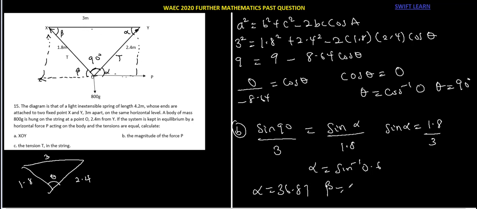So if I want to get my beta, it will just be 180 minus 90 plus 36.87, and that should be 53.13 in degrees. Alright, so we've gotten all of that now. So this place now, if I erase this, let me erase it. I want to put their values now. So I have to mess my stuff up just to achieve something.